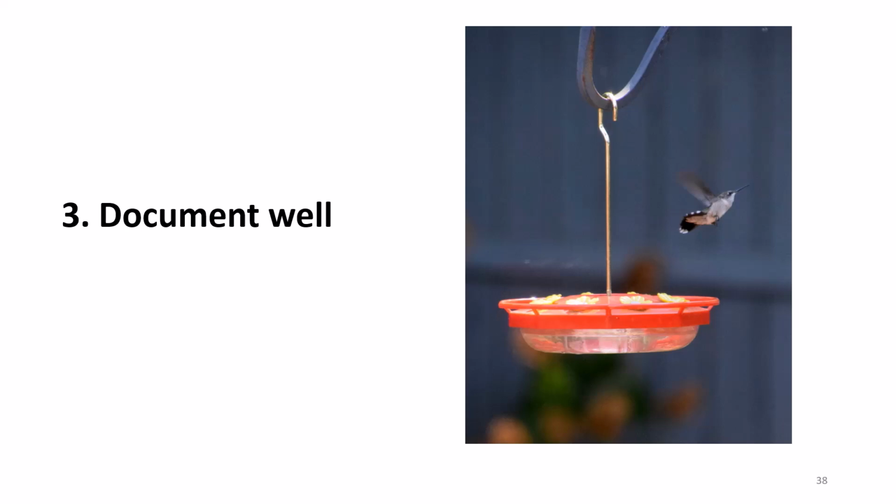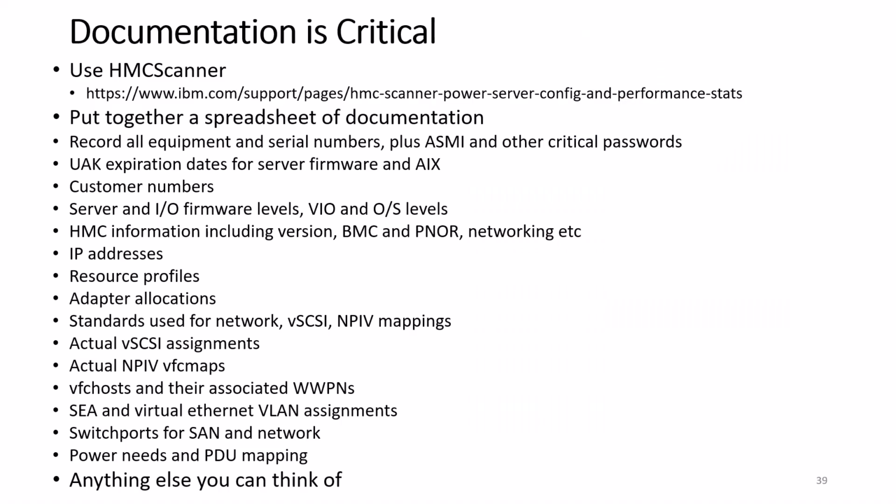Anyone that knows me knows that I'm a big fan of documentation, and in fact I do what I call pre-documentation. When I'm doing an upgrade, I actually record everything I'm planning to do ahead of time, and then I update it as I go. That way I have a really good plan ahead of time, and I also have all my backouts and everything else in that document. So what kind of things do I use for documentation? Well, I've talked about the HMC scanner. I also sometimes use the system planning tool. Both of those can be downloaded from IBM. And then I put together a spreadsheet of documentation.